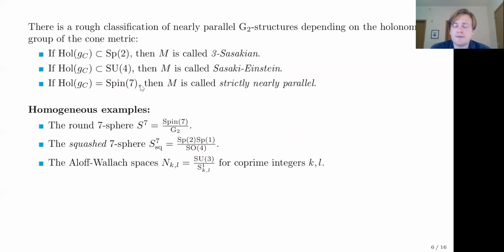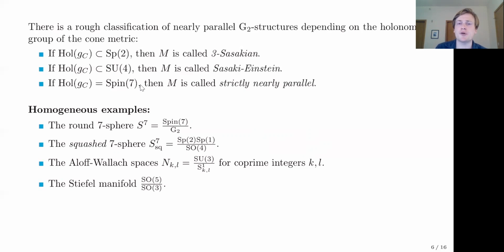Okay. Another set of examples come from the Aloff-Wallach spaces. These are 7-dimensional manifolds that you get by quotienting SU(3) by a circle subgroup, and the circle subgroups here are indexed by coprime integers k and l. So you get a whole collection of infinitely many different manifolds, and these all admit nearly parallel G2 structures.